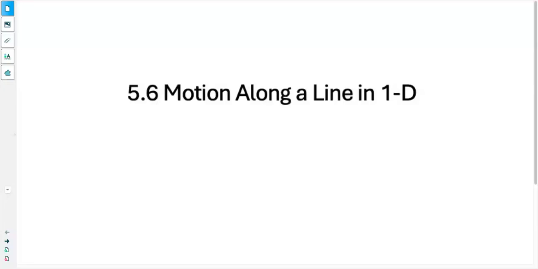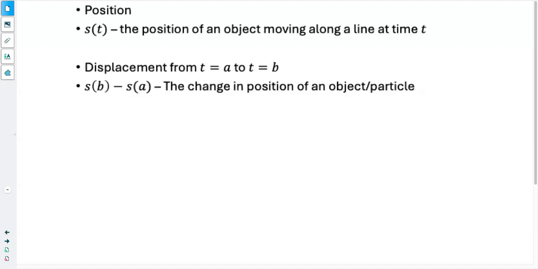Hi, today we are looking at motion along a line in 1D, so we'll be utilizing what we've learned in calculus so far to look at movement. So in our workbook, our position is given by s(t), so that's our position of an object moving along a line at a time t.